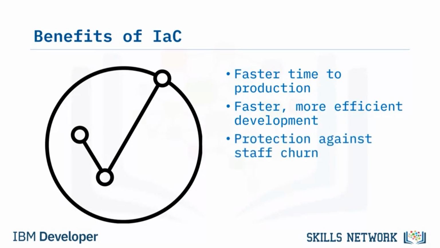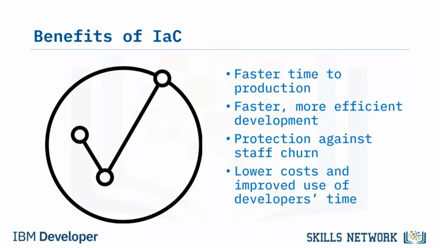IaC ensures that provisioning intelligence always remains with the organization. In the past, the knowledge of how to configure servers may have been known by only a few people in your organization. Once you codify this knowledge using infrastructure as code, everyone is able to provision what they need, and the fear of losing tribal knowledge through staff churn is no longer an issue.